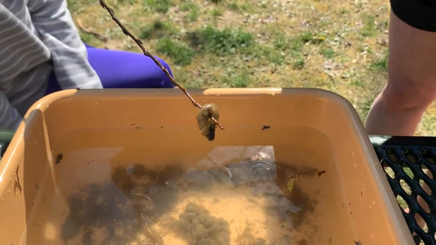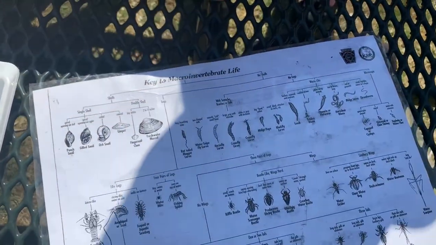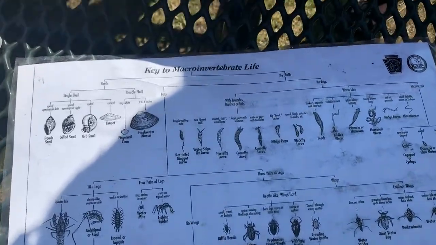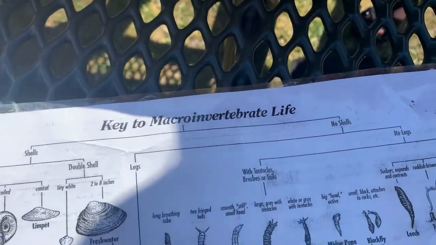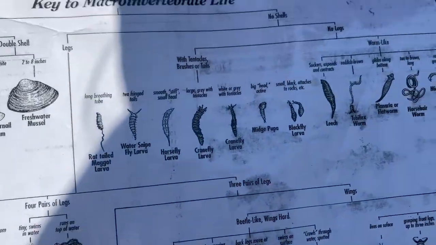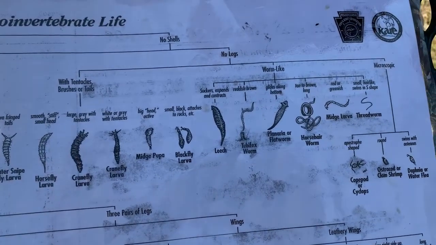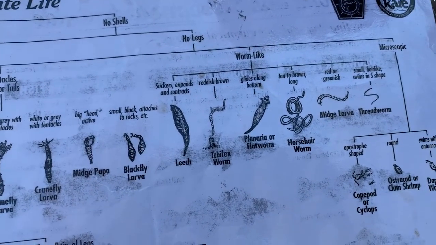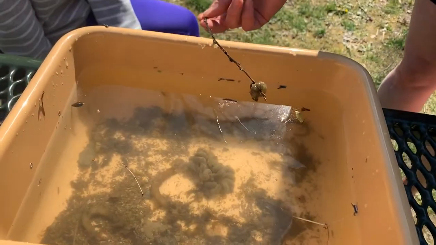I don't. These things creep me out. But if you don't know what you're talking about, we have these handy dandy little keys for you. So it says a key to macroinvertebrate life, and what you're going to do is look at the creature, and then see if you can identify it based on its characteristics, based on its external features. And that's basically what we do.